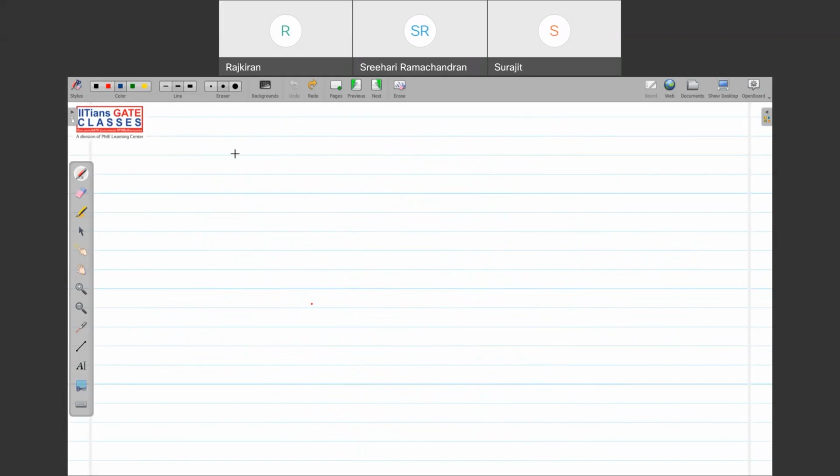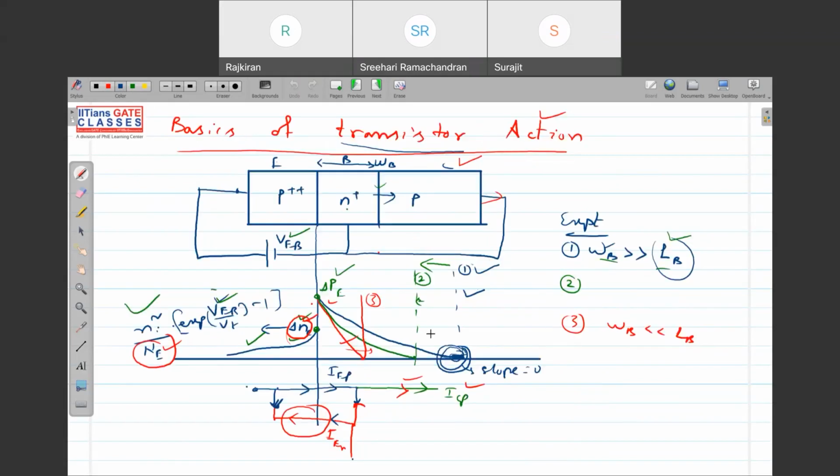Then VEB is equal to constant. What are you doing? Double by LB, what are you doing? Decreasing, right? What you are doing is decreasing the base width. So what will happen? You tell me.